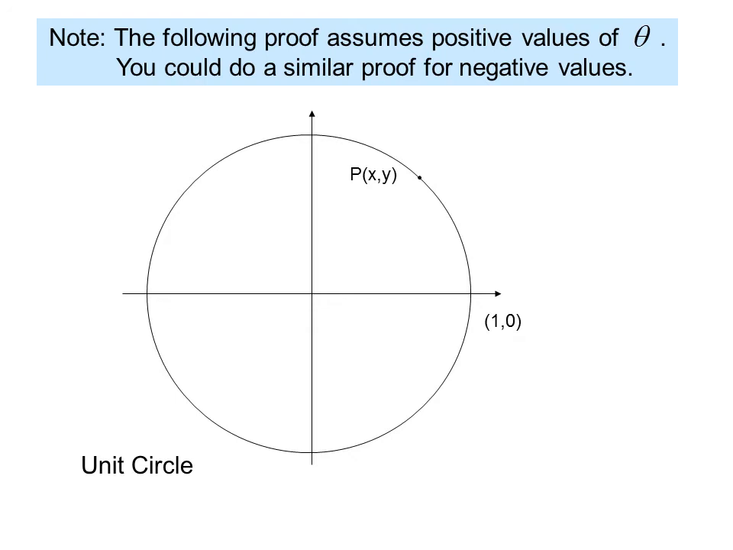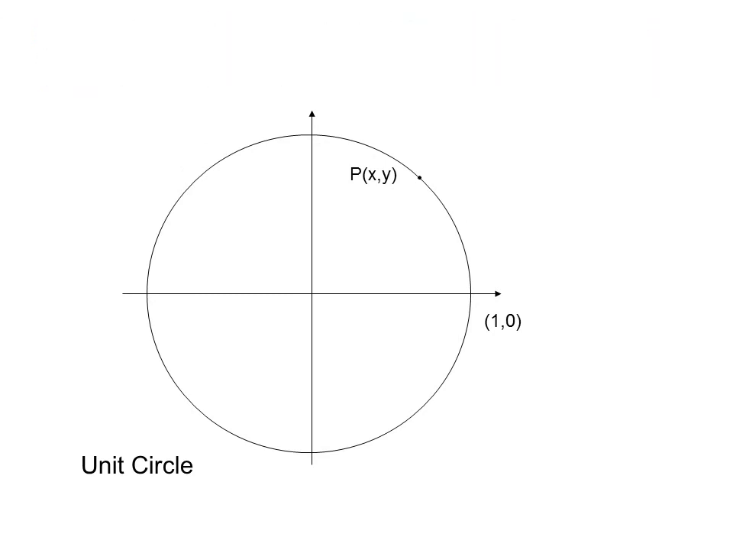So we start with a unit circle, and we have a point (x, y) on the circle. We draw a right triangle, so we have an angle theta and a radius of 1. So the horizontal distance is cosine theta. The vertical distance is sine theta. Now we'll draw a second triangle by extending the radius to a point directly over (1, 0), and we'll call that triangle AOT.